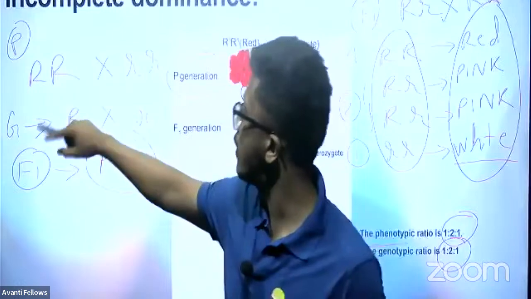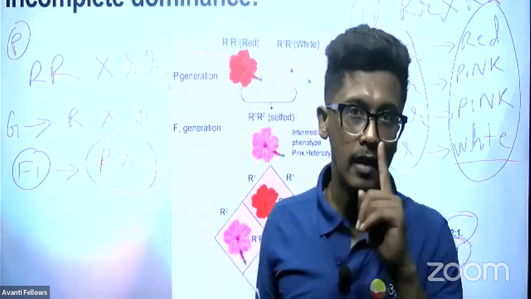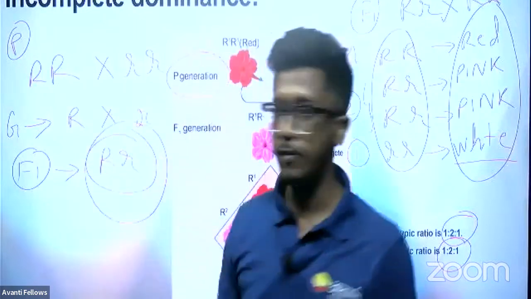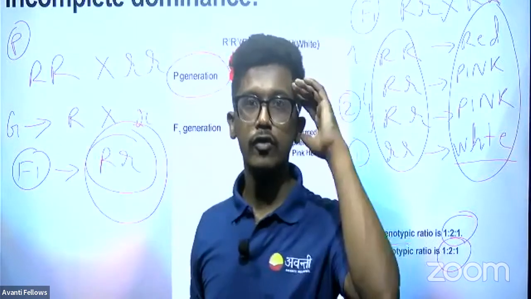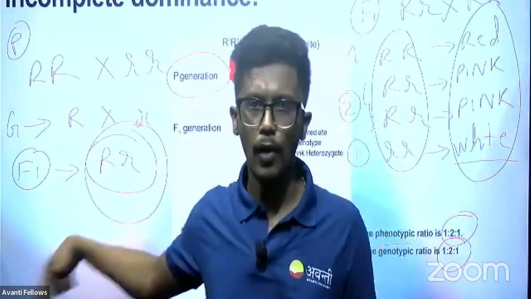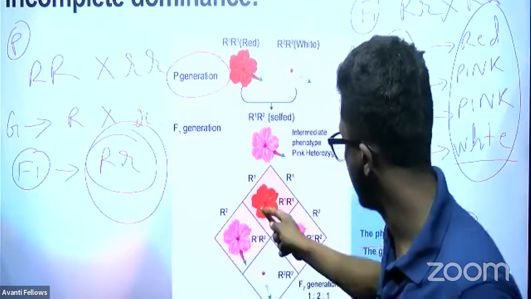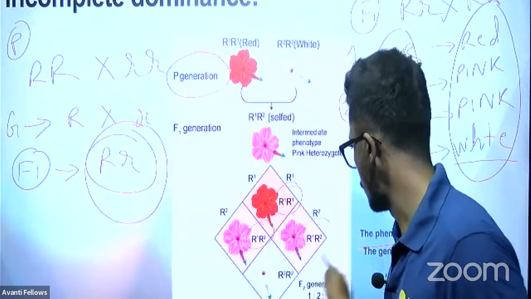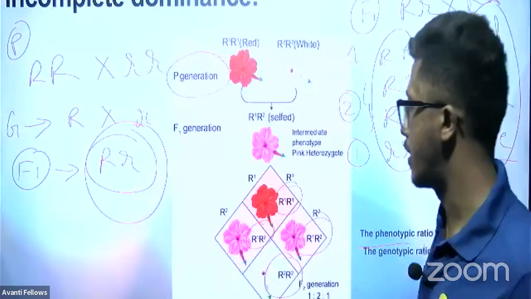When I crossed red flower with a white flower, I should have got red flower, but instead in the F1 generation, I end up getting a pink flower. And then I was not satisfied with the result. I go for the F2 cross, same way, self-pollinate them. When I self-pollinate them, I get capital R, capital R, capital R, small r, capital R, small r, and then I get small r, small r.